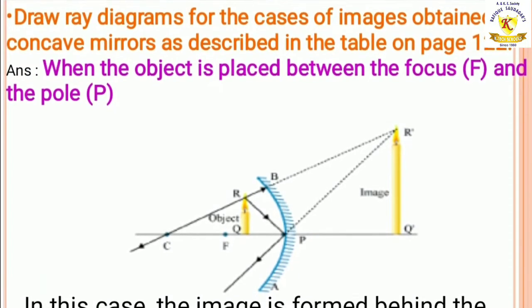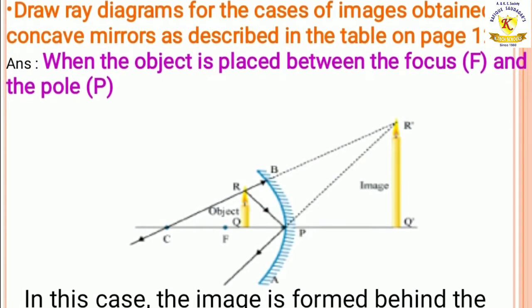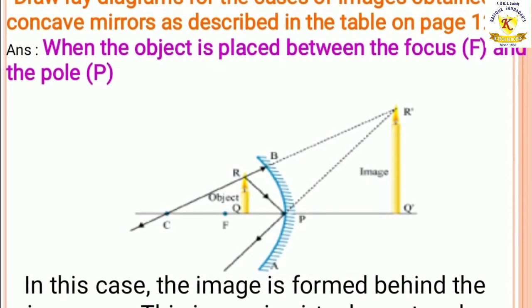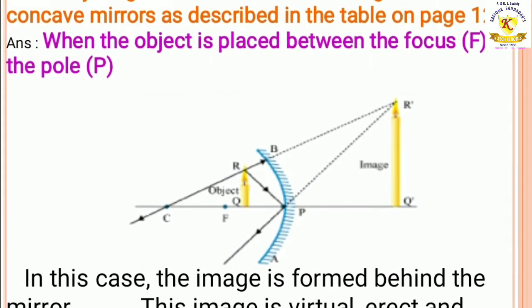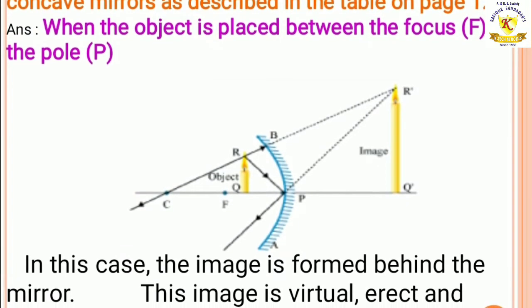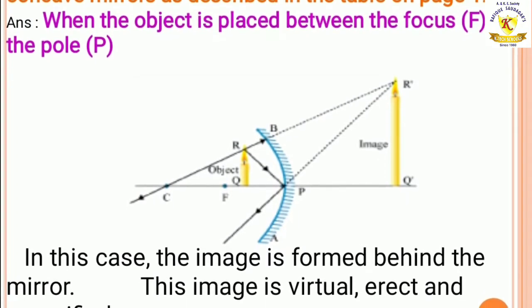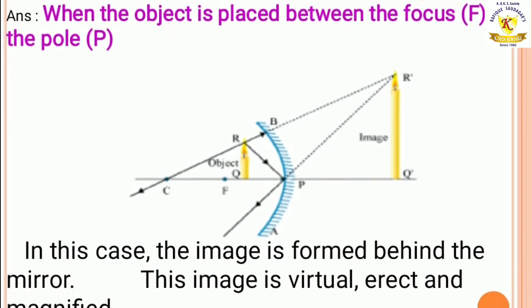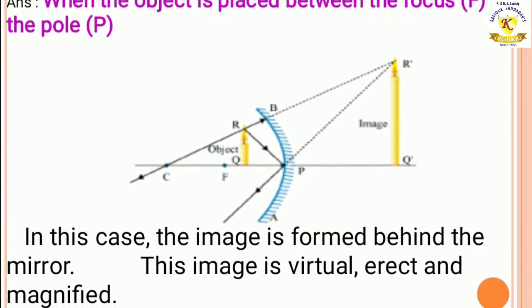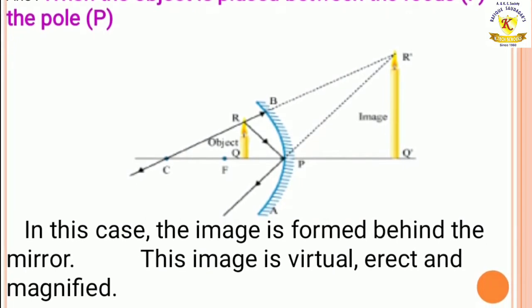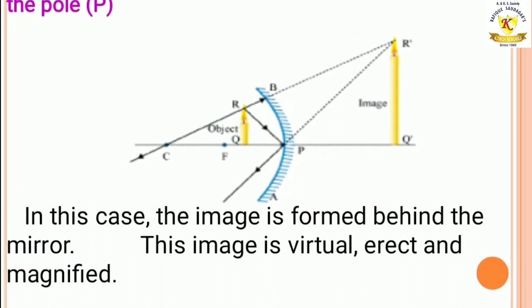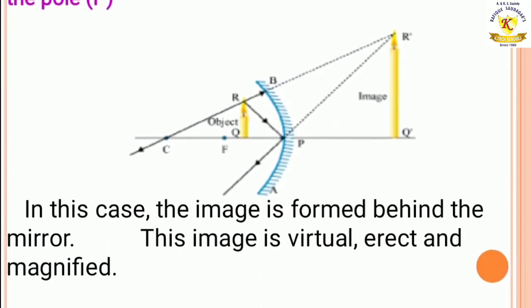Now we have to draw a ray diagram for the cases of the image obtained in the concave mirror as described. When the object is placed between the focus F and the pole P, you have to draw the diagram like this. In this case, the image is formed behind the mirror.